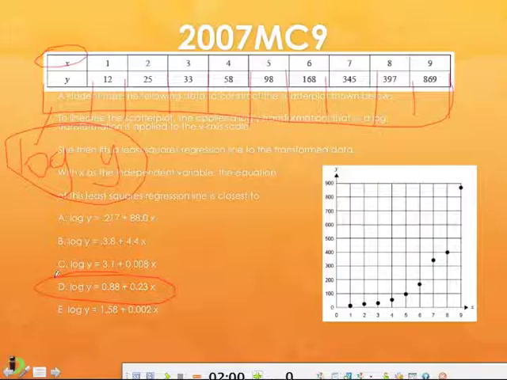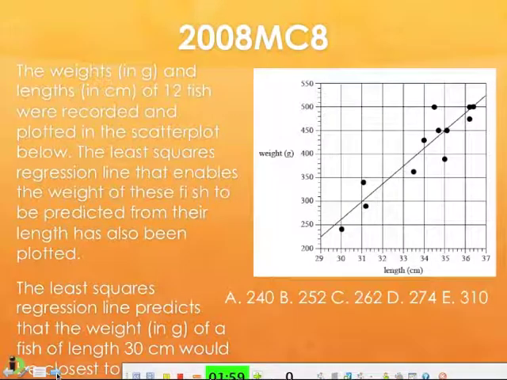Ready for the next one? The rest of the question: the least squares regression line predicts that the weight in grams of a fish of length 30 centimetres would be closest to, and then your answers are over here. Oh, is that the end of the question? Yeah.